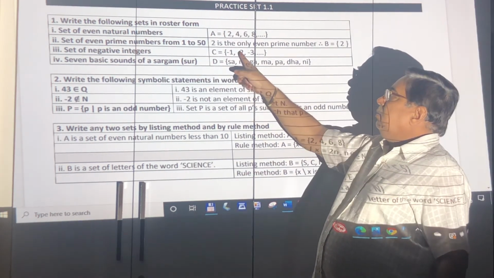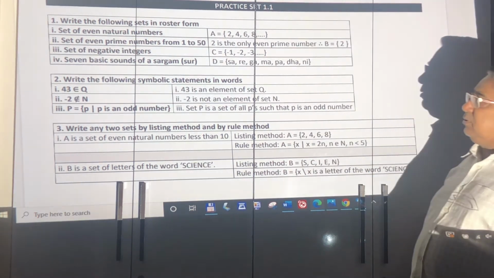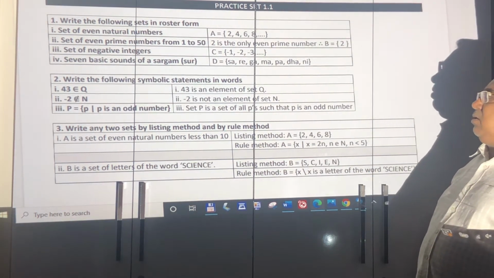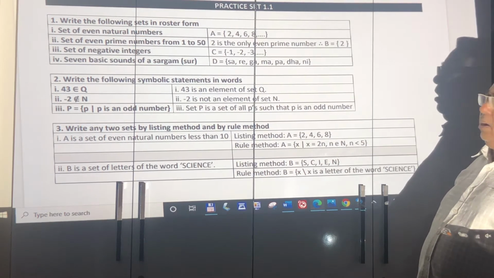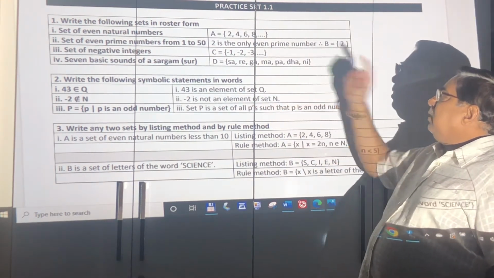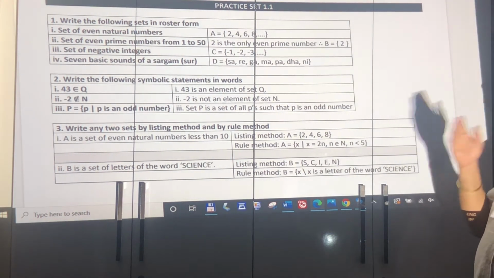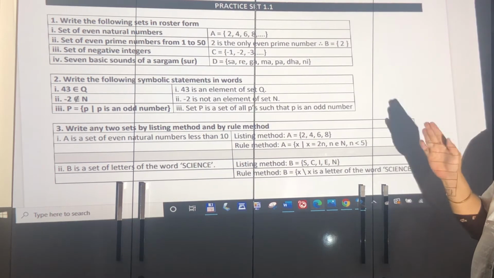C is minus 1, minus 2, minus 3 and so on. We don't know where the end of the negative integers is. The 7 basic sounds of a sargam: sa, re, ga, ma, pa, dha, ni, and back to sa. These are from your textbook. So you will have to learn the sargam to write the answer.